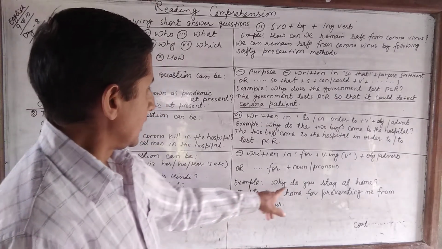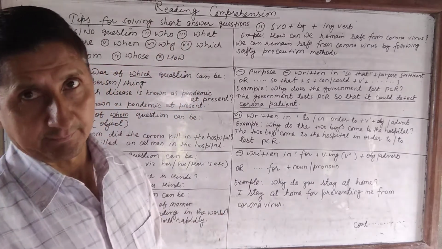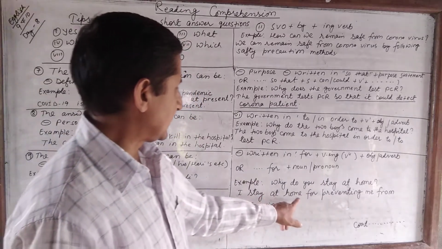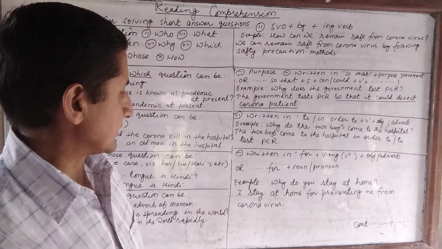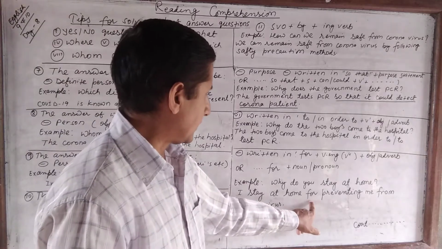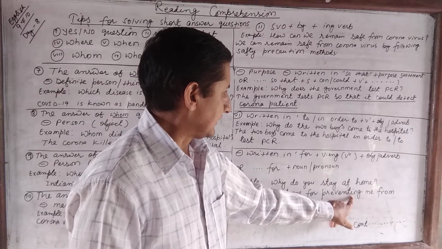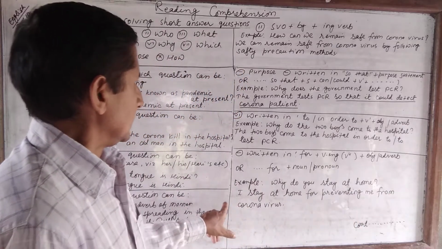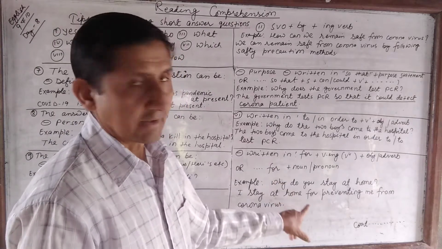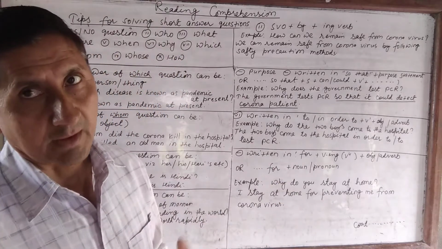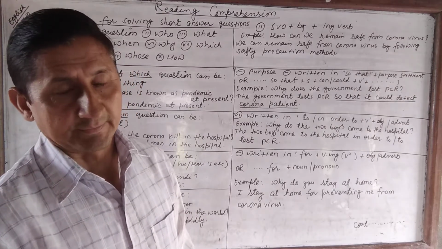Let's see the example. Why do you stay at home? I stay at home for preventing me from coronavirus. So after for, we have used a verb with ing, and then we have written other words, as the answer of the why question which asks for purpose.